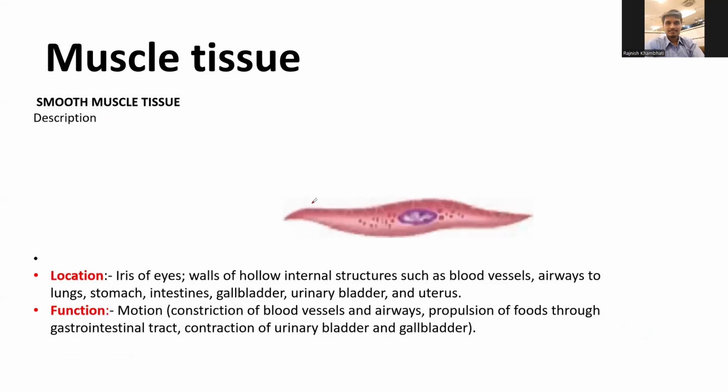Let's see the structure. This is the diagram. You can see the end is tapered. This is the center, which is the thick portion, and this is the nucleus. This is how the shape of smooth muscle looks.